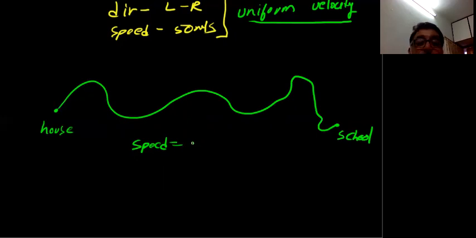If the speed remains the same, and the direction changes, then we also say that the person is traveling with a non-uniform velocity. So if you consider the whole motion from house all the way up to school, we call it a non-uniform motion.